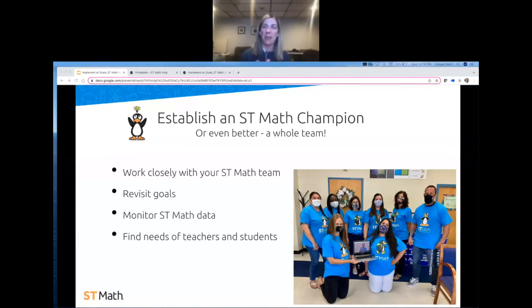Sam shared at the presentation that she feels so lucky that they have a team of math coaches who help to implement the StMath at the schools. And so that's how they structure their champion. And it's been really powerful.